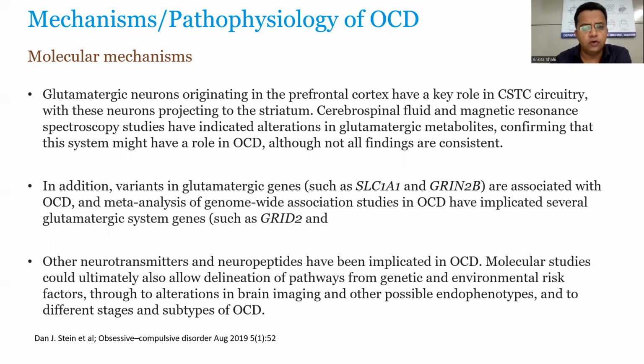In addition, variants in glutamatergic genes, such as SLC1A1 and GRIN2B, are associated with OCD, and meta-analysis of genome-wide association studies in OCD have implicated several glutamatergic system genes such as GRID2. Other neurotransmitters and neuropeptides have been implicated in OCD. Molecular studies could ultimately also allow delineation of pathways from genetic and environmental risk factors through to alterations in brain imaging and other possible endophenotypes and to different stages and subtypes of OCD.